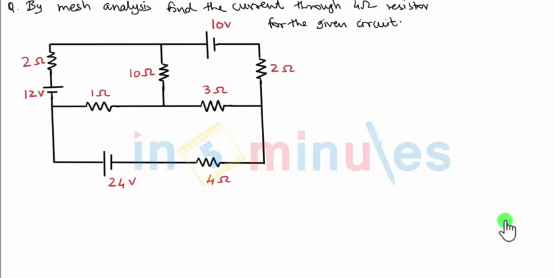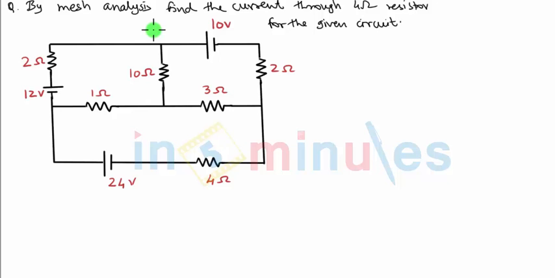In this video clip, we'll discuss one question on mesh analysis. The question is, find the current through 4 ohm resistance using mesh analysis. In mesh analysis based questions, we have to first identify the meshes available in the circuit, and in every mesh we have to define a current, a mesh current, and write down KVL equations in each and every mesh.